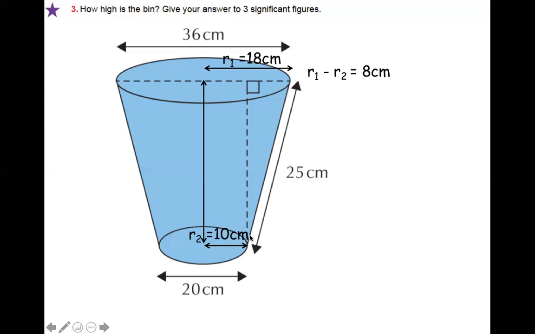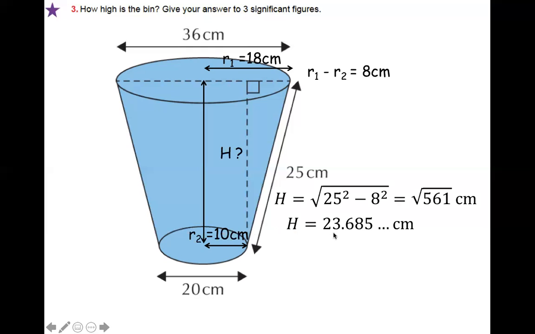Question, is it a shorter side or a longer side? So it's a shorter one. That means I need to use square root of 25 square minus 8 square. And that would be the answer for that height. So I write the full answer there, 23.685.